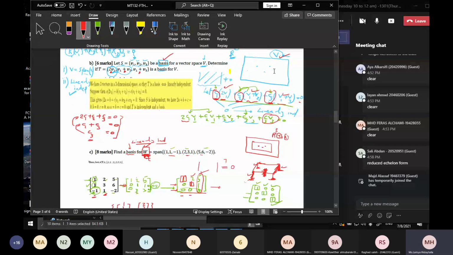I can have different bases. These were bases, yes, but these are other bases. I can use them to construct this space.